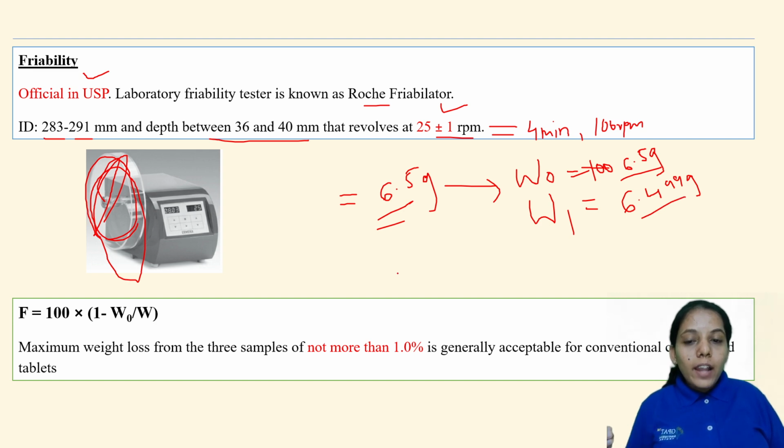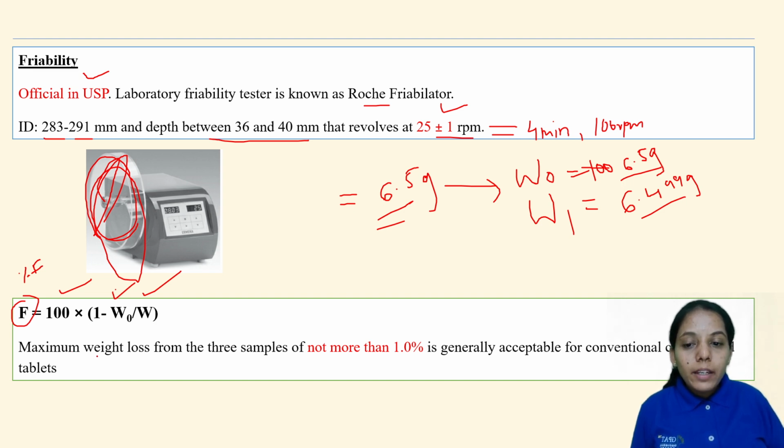We have to put the values in the formula, that is 100 into 1 minus W0 over W. W0 is the initial weight of the tablets and W is the final weight of the tablets, and we have to substitute in the formula and calculate the value of F. F is nothing but percent friability.